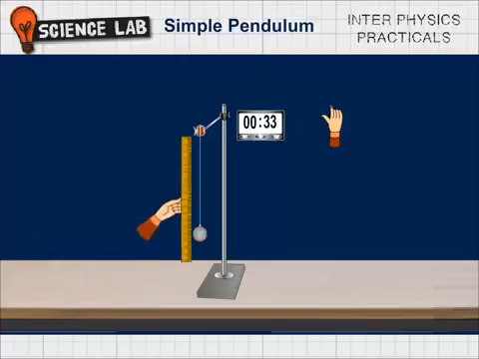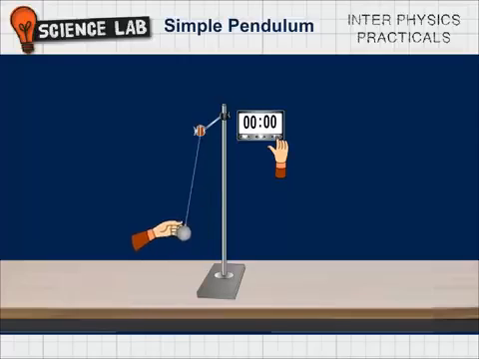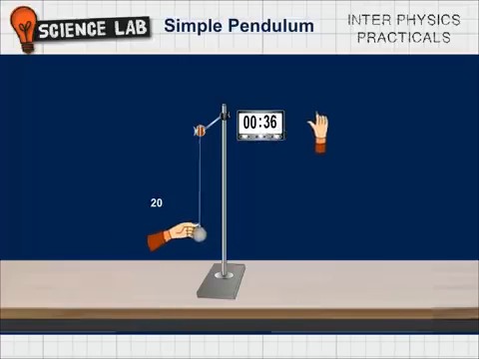Reset the stopwatch. Drag the bob aside by a small angle, say 5 degrees, and release it. The bob will start oscillating. Start the stopwatch. Count 20 oscillations of the pendulum. Stop the stopwatch after 20 oscillations. Note the time in the table for trial 1 and repeat the process for trial 2.